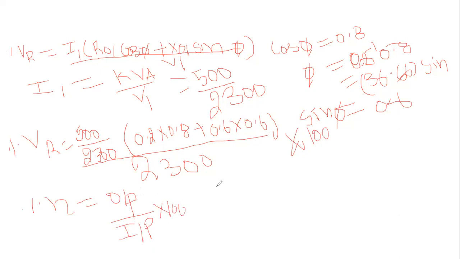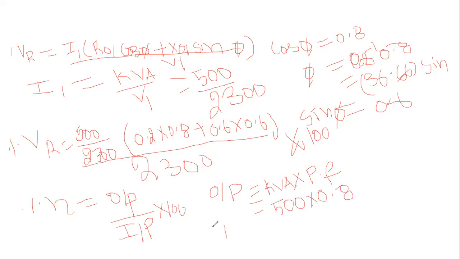In this problem, in the given data, there is no output. Therefore, we determine the output. Output is equal to kVA into power factor, that is cos phi. The kVA is 500 into the power factor 0.8.